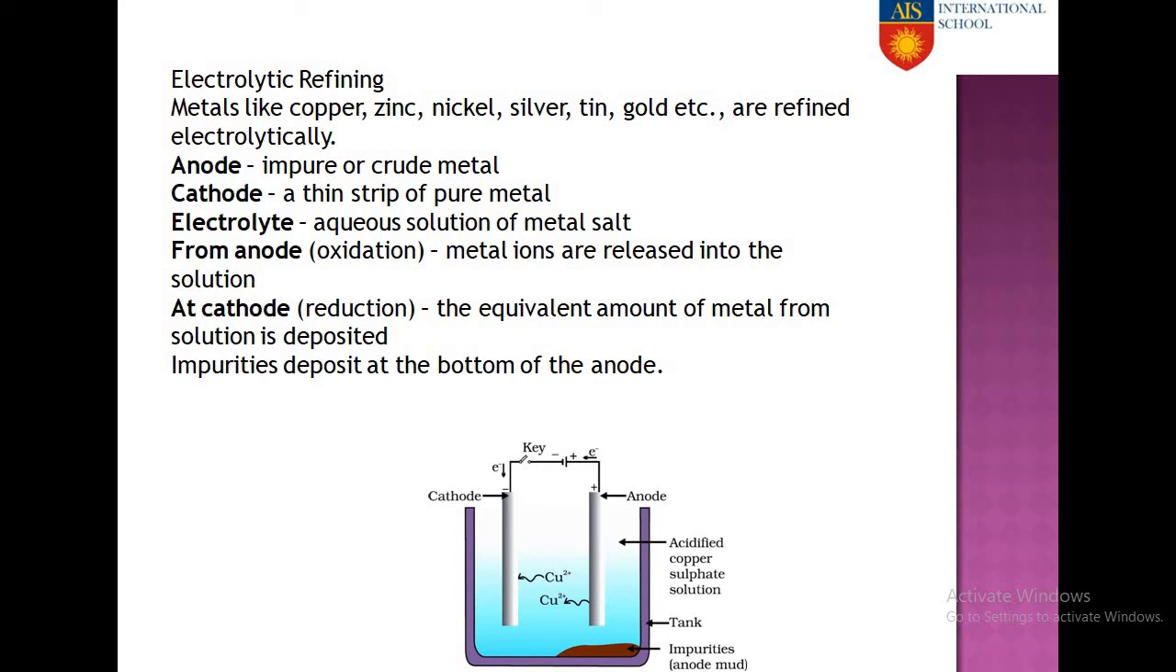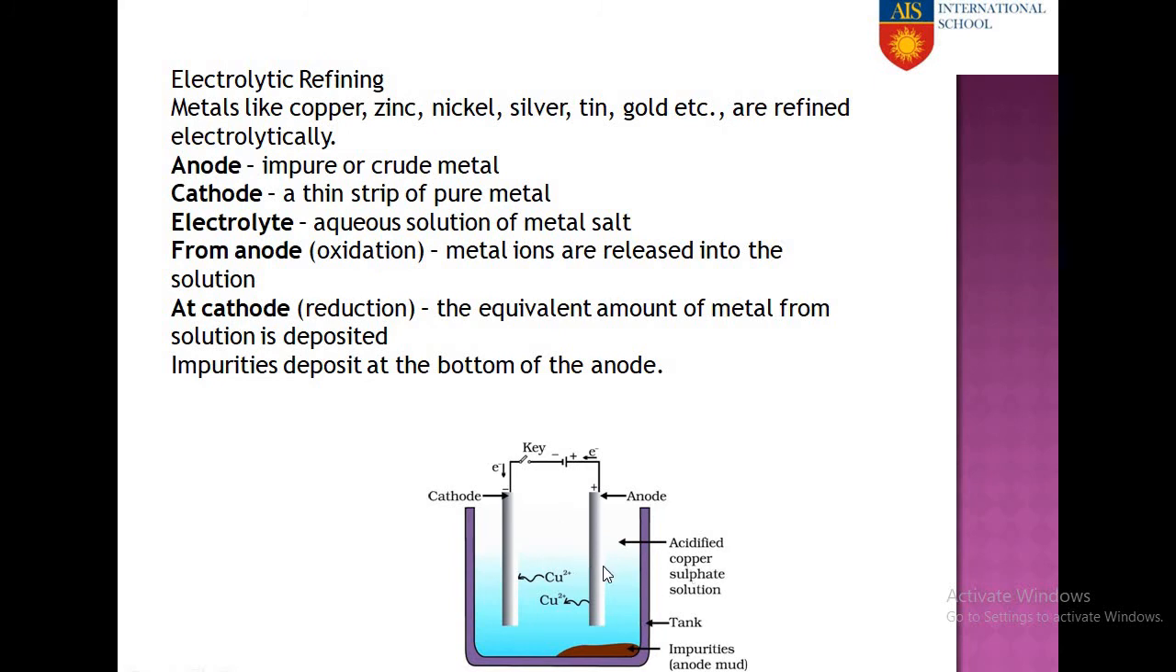Now, when you do electrolytic refining with an aqueous solution of a metal salt, at the anode metal ions are released into solution, and at the cathode the equivalent amount of metal from the solution is deposited, and impurities are deposited at the bottom of the anode. I am explaining this with an example.